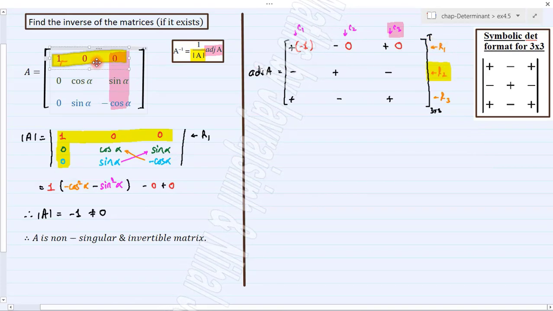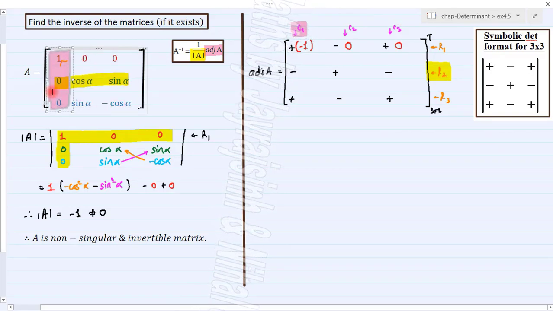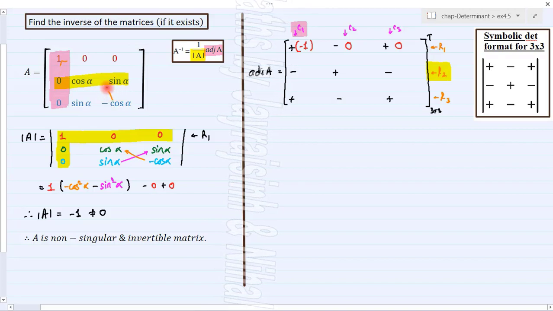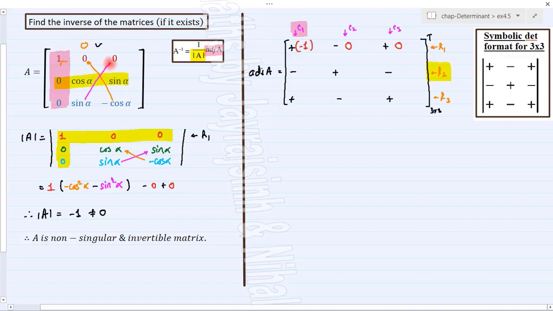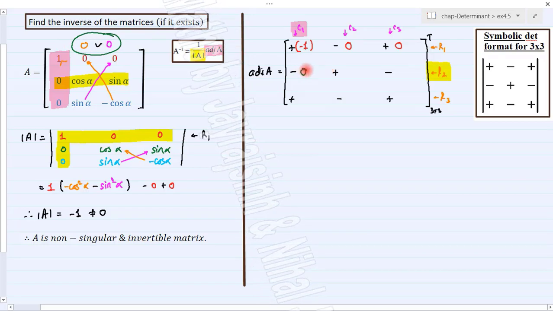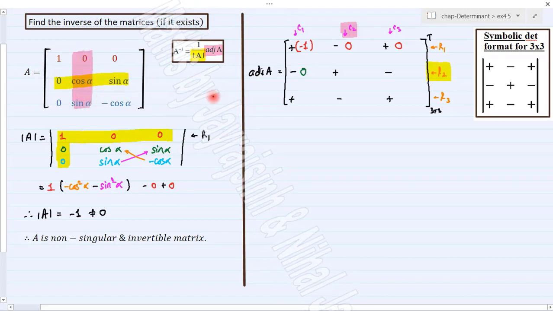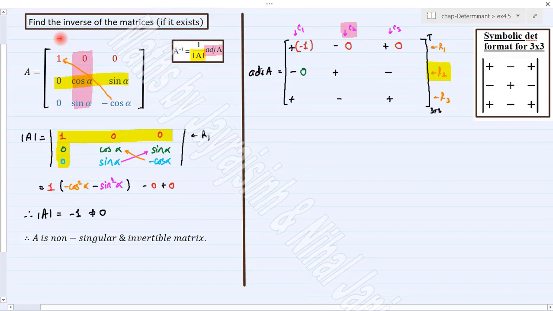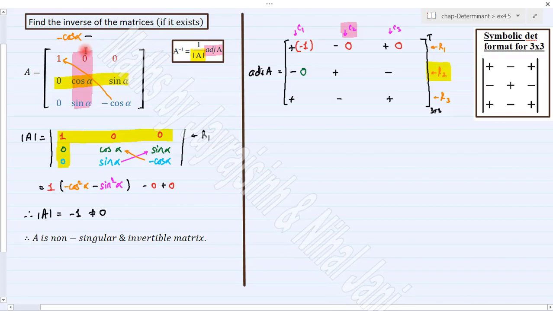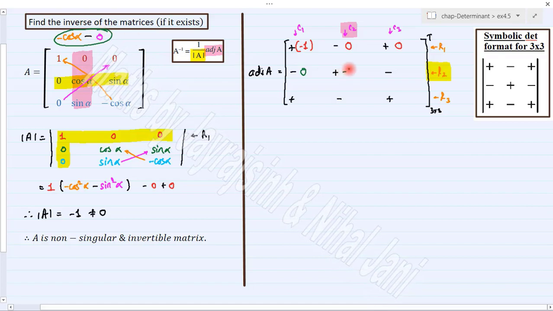Now let's try to get elements of second row. The first element is in first column. So ignore them and cross multiply. Minus cos alpha into 0 will give us 0, minus sin alpha into 0 again 0. So here we'll get 0. Now the next element is in second column. So ignore second row, second column and cross multiply. Minus cos alpha into 1 will be minus cos alpha, minus 0 into 0 will be 0. So here we'll get minus cos alpha.